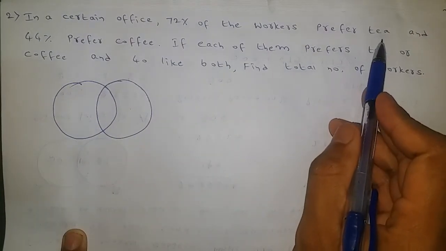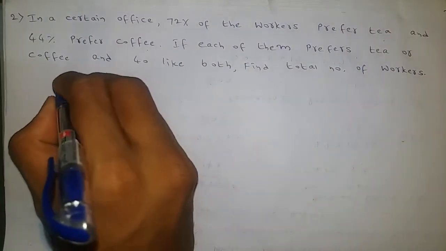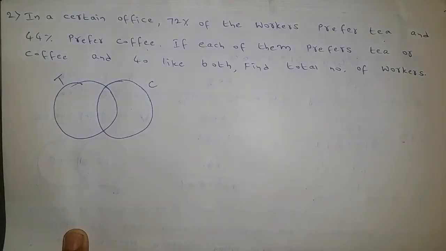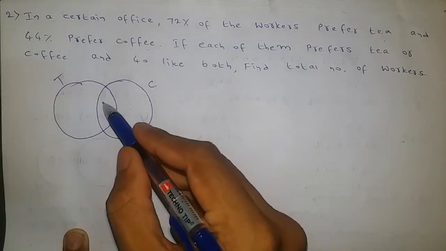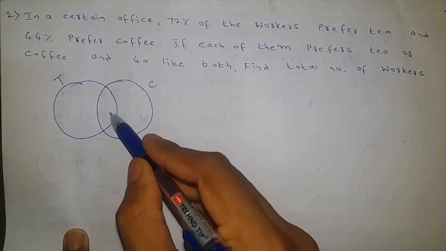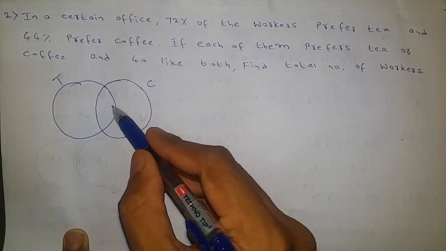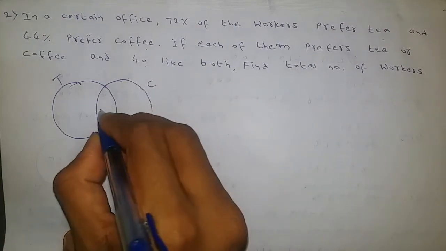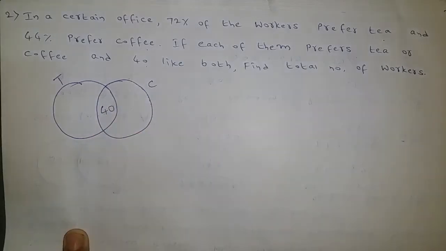One circle is for tea and one circle is for coffee. Where the two circles are touching each other, it is both. So 40 are drinking both.